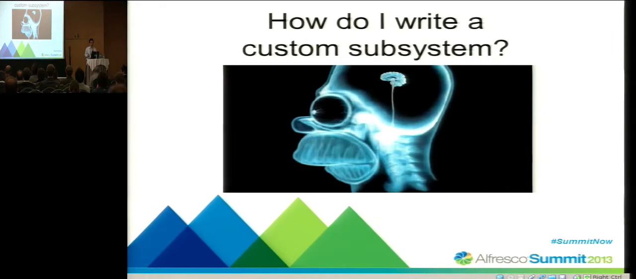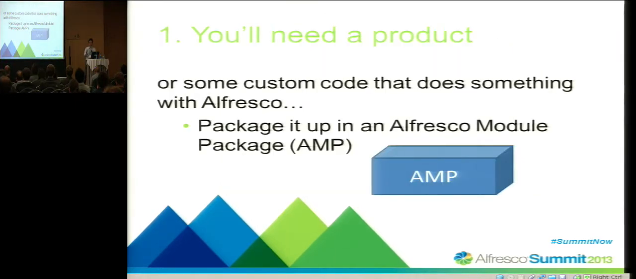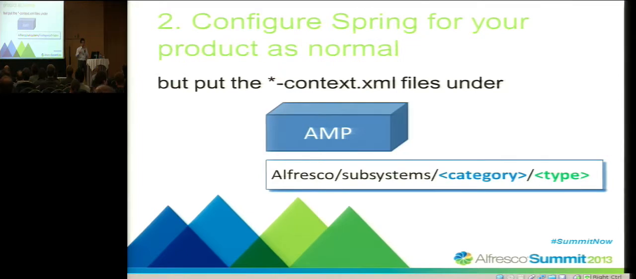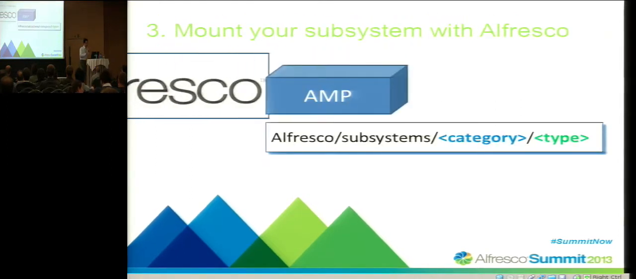So, how do I write a custom subsystem? There are three really simple steps, and it's all done by configuration. The first step, obviously, you need to have a product or some custom code that does something with Alfresco or for Alfresco. Then you need to package your code up in the standard Alfresco module package or the AMP file. Then you need to configure your product by Spring, as you would normally do. With one exception, though, is you need to put all your Spring files and properties files under this special path, alfresco/subsystems/category/type. So Alfresco will categorize your subsystem accordingly.